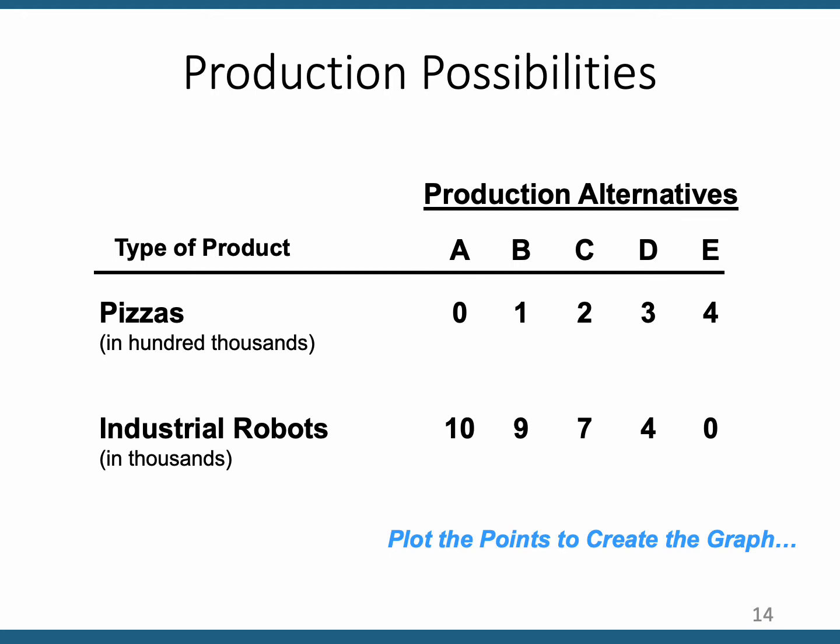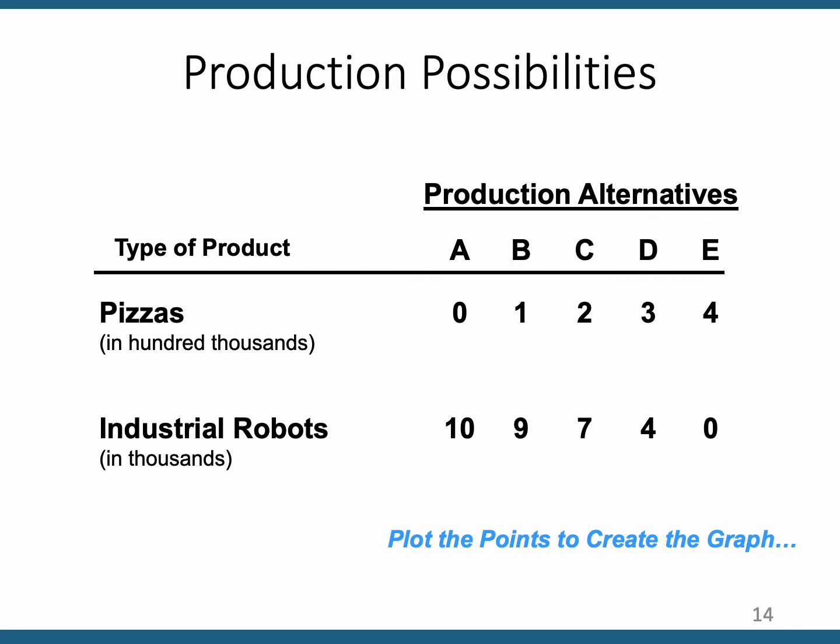So every worker then is assigned to produce either pizzas or robots. And let's say that this is historical data that we have collected. It would look something like this. Now these are in different units, just so you know, because pizzas, these numbers that you see there, that's in hundreds of thousands. Industrial robots, that's in thousands. So for example, if we're producing at point B, look at column B, if we were there, then our workers would be producing 100,000 pizzas and 9,000 robots, right? That's what that means.